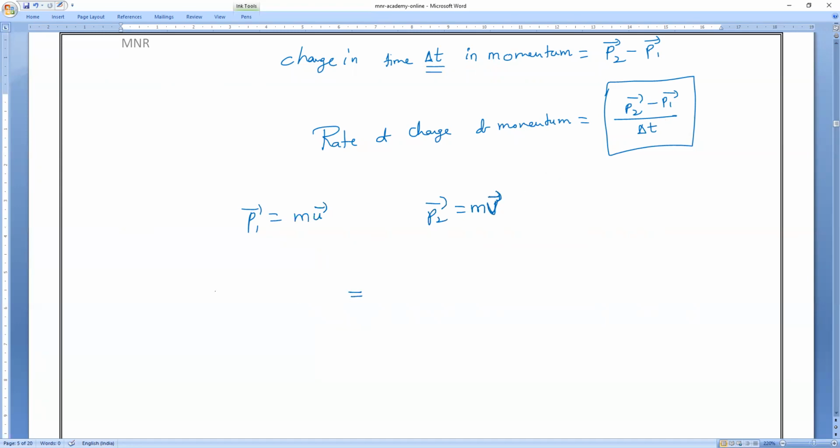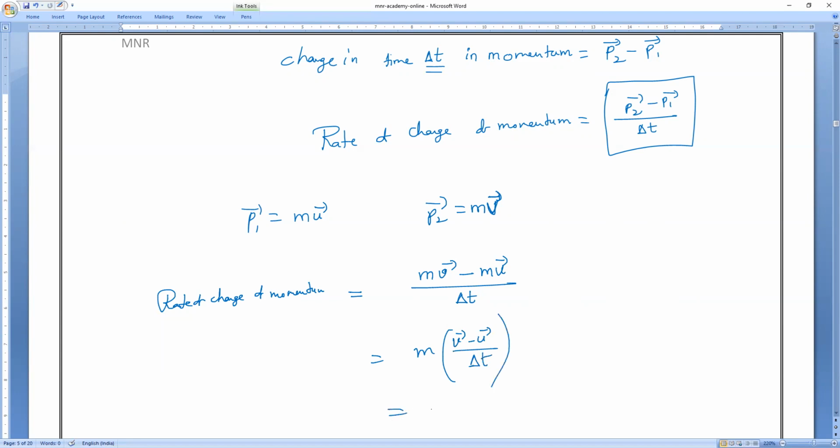So rate of change of momentum is equal to p2 minus p1. What is the p2 value? M into v minus the p1 value, m into u, divided by the change in time delta t. In this, m is common, so I will take it outside. Now observe very carefully. What is remaining? Final velocity minus initial velocity divided by delta t. We all know that this is the change in velocity.